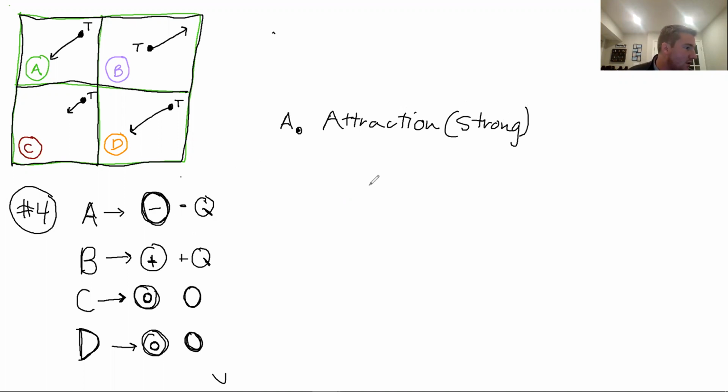Right? I mean, it doesn't ask us to specify whether it's strong or weak. It just says attractive or repulsive. So we say it's attractive.